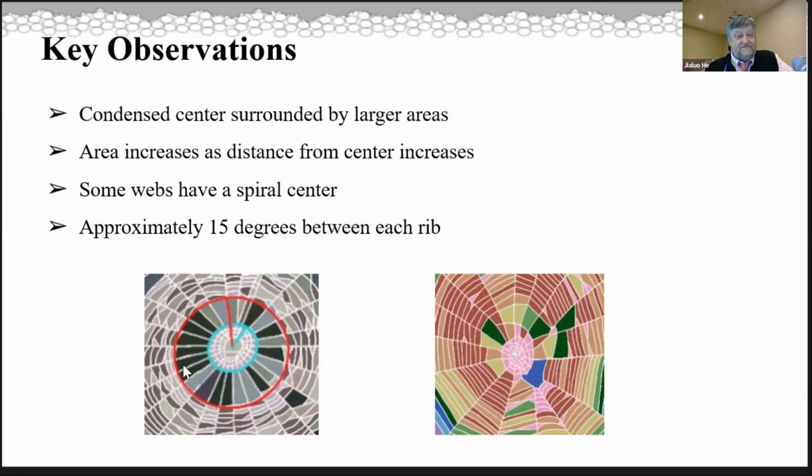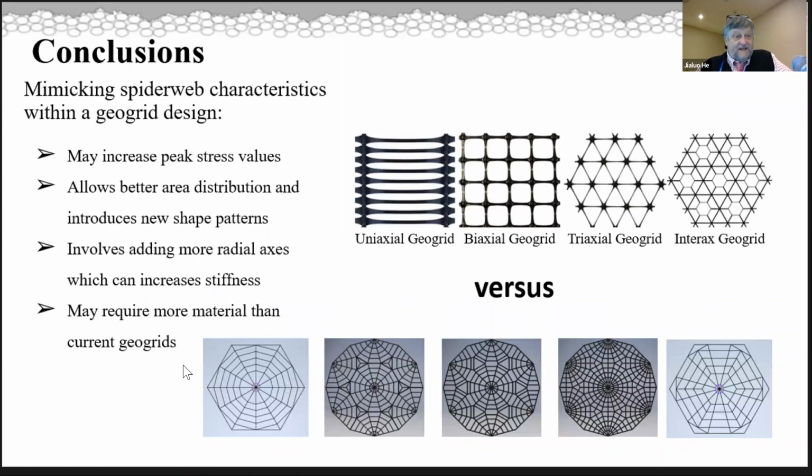And finally, approximately 15 degrees between each rib. So then I started to say, well, mimicking spiderweb characteristics within a geogrid line, maybe it's going to increase the peak stress values. Maybe it'll allow us for a better area distribution and introduce new shape patterns. It may involve adding more radial, then that can increase the stiffness, and it may require a little bit more material.